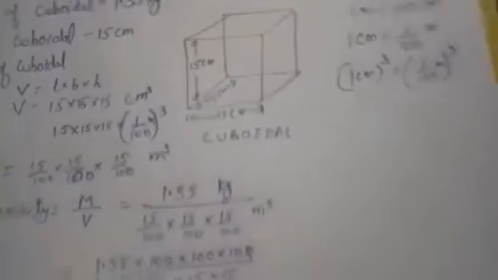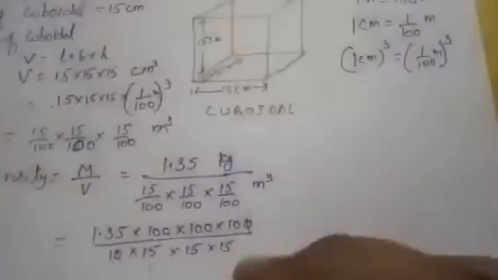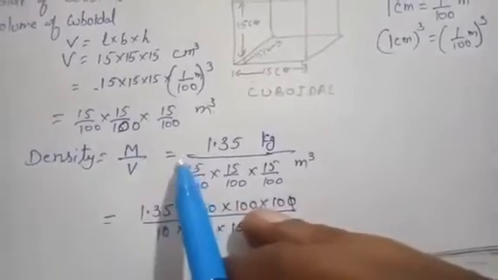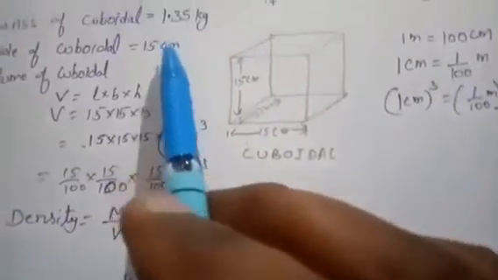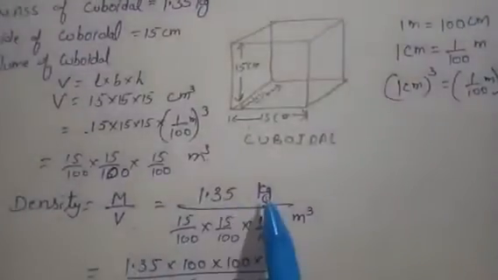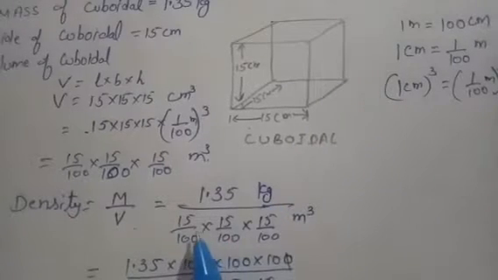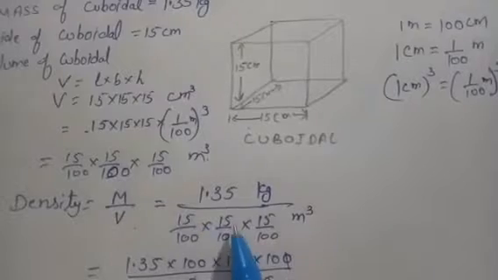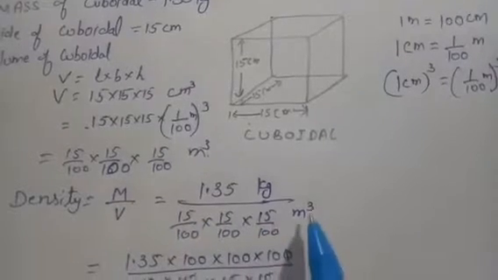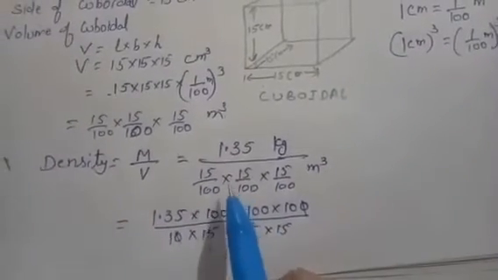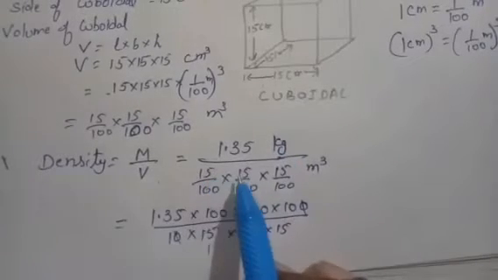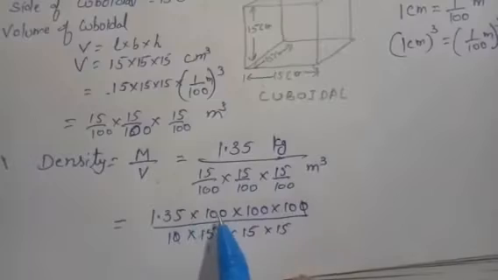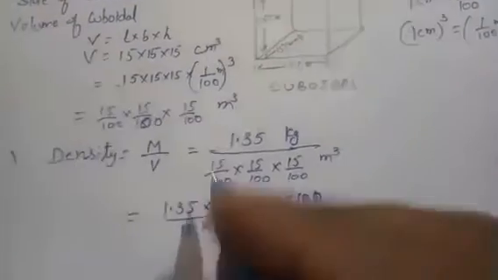Now, as we know, density is equal to mass per unit volume, so 1.35 kg is the mass. We will put it in the denominator. In the numerator we have to put the value of the volume, so 15 over 100, 15 over 100, multiply 15 over 100, that's meter cube. So reverse it: the denominator will become the numerator. Look at 1.35 multiply 100 multiply 100 multiply 100.